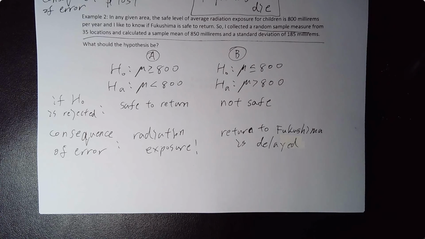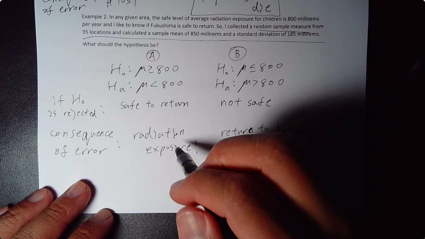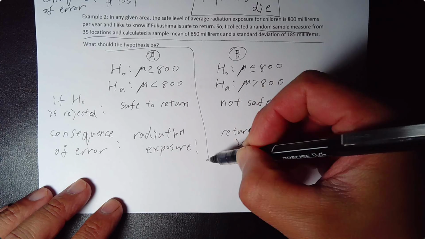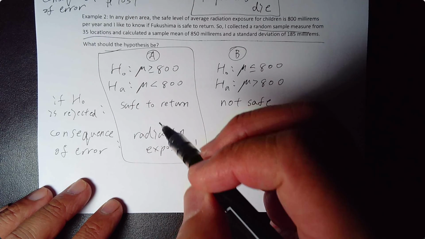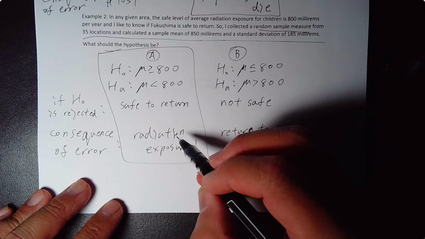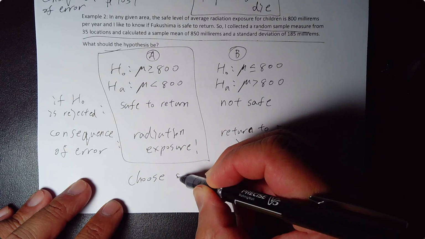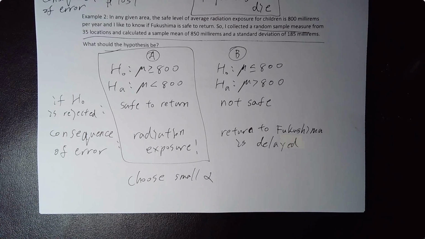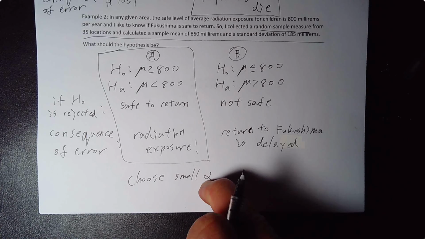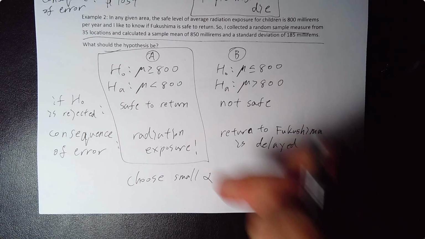And again, if we agree that this is the far more severe consequence, then this will be the hypothesis test that we want to use. Because again, we can choose alpha. We can choose alpha to be really small. That way we take minimum risk. So we can choose a small alpha, so that way we can take as little risk as possible. And if I have a really small alpha, then I will need very strong evidence to reject the null hypothesis. The smaller the alpha is, the harder it is to reject the null hypothesis.